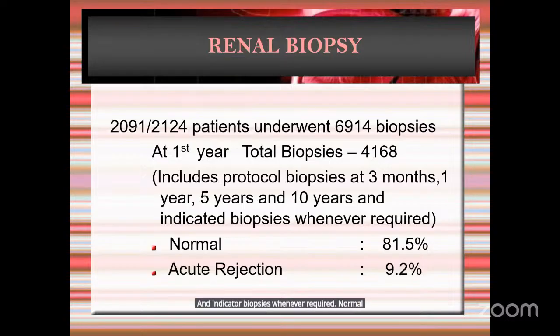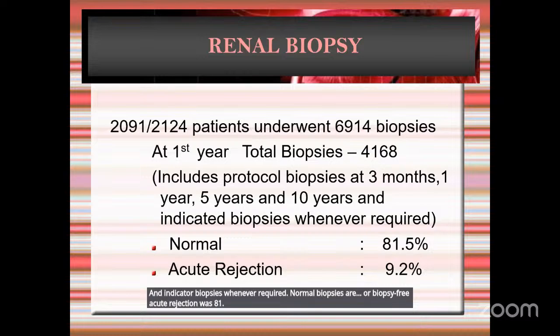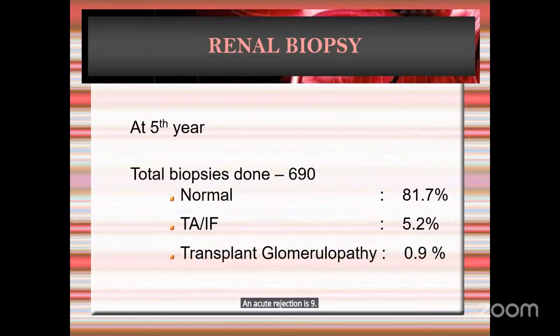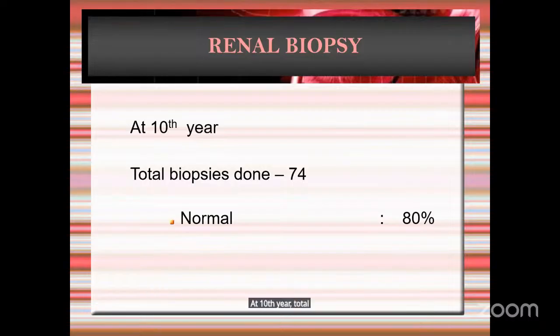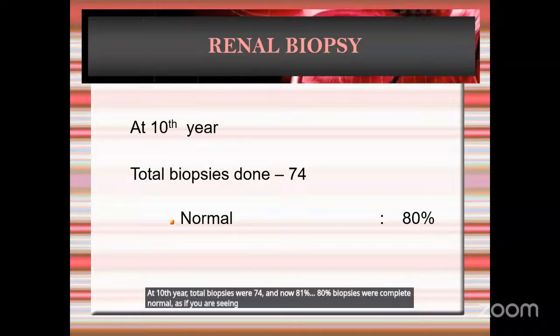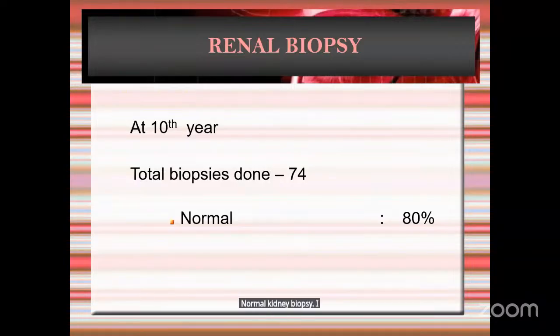Normal biopsies, or biopsy-free acute rejection, were 81.5%, and acute rejection was 9.2%. At the 5th year, again nearly 81% of biopsies were normal, and some biopsies show significant IFTA. At the 10th year, total biopsies were 74 and 80% were completely normal, as if you are seeing a normal kidney biopsy. I stopped after 74 10th-year biopsies because it was not providing any more significant information.